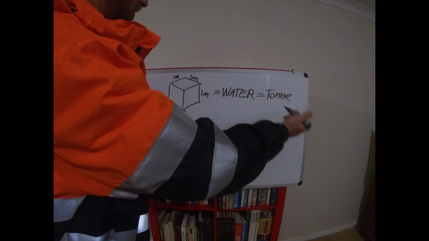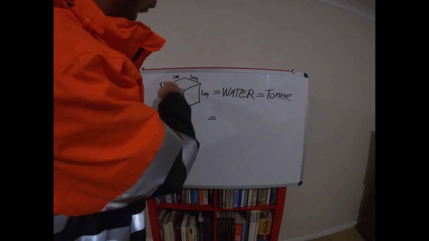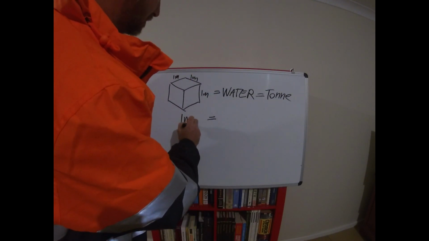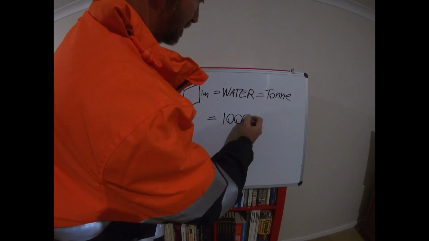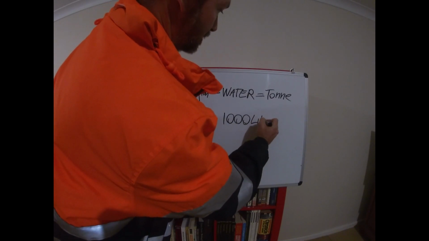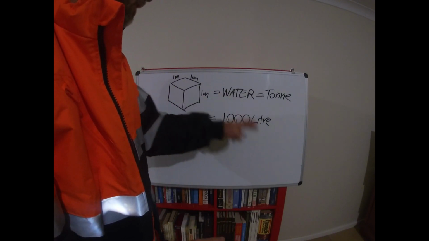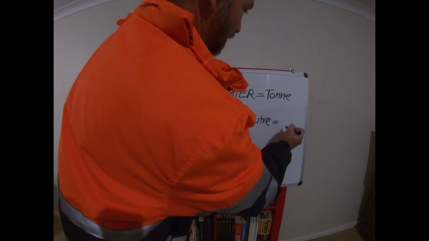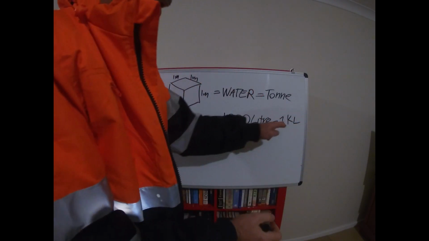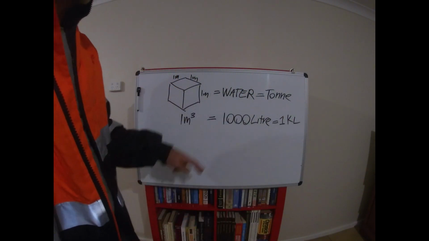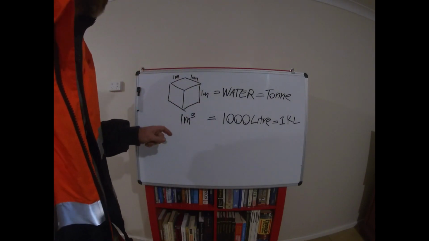So that's simple, but if we want to talk volumes, we can talk that a cubic metre equals 1,000 litres. And that's what we measure liquids and volumes in. So 1,000 litres equals 1 kilolitre, or 1,000 litres. Now, if you had 1,000,000 litres, we'd just call it a megalitre. So, very simple system, our system.